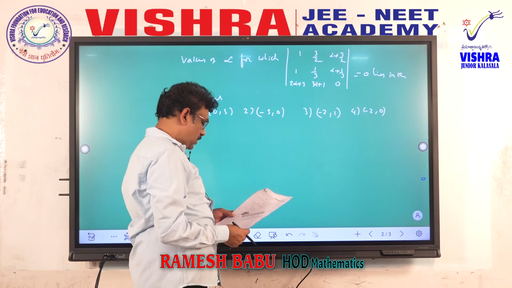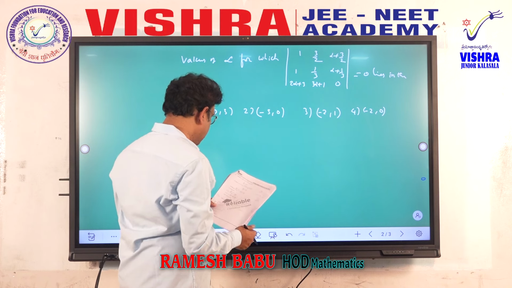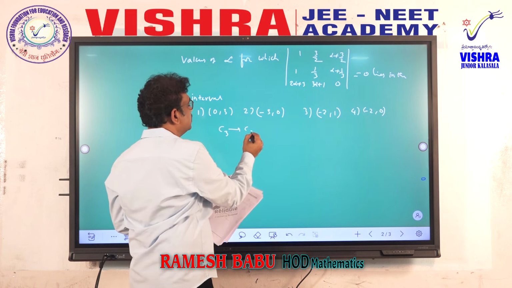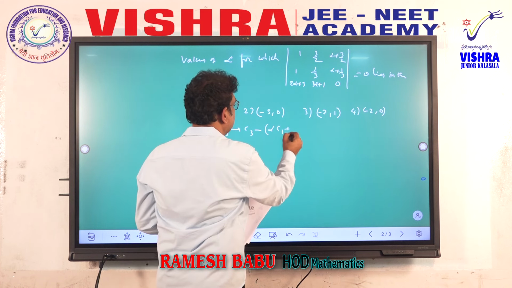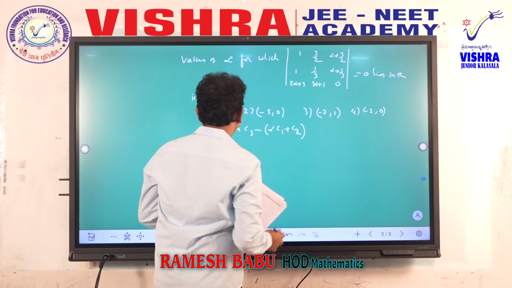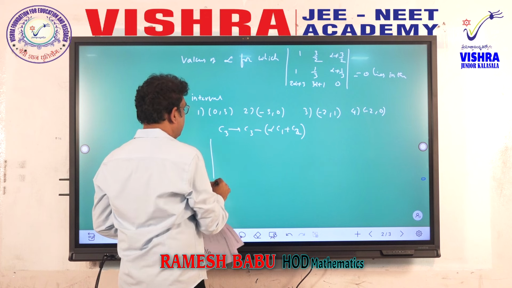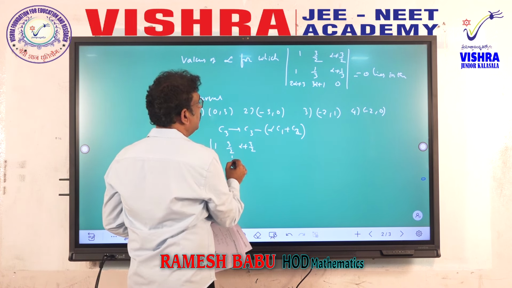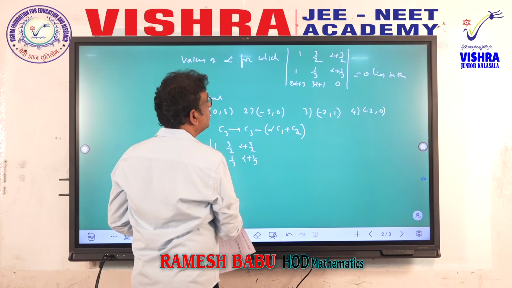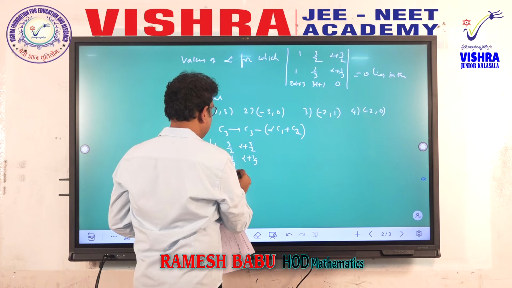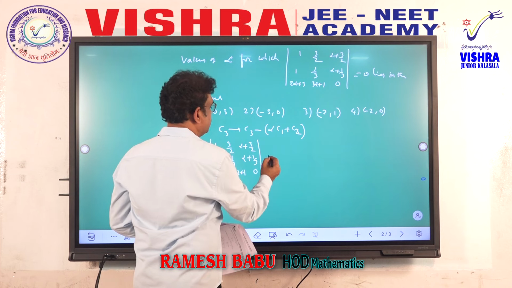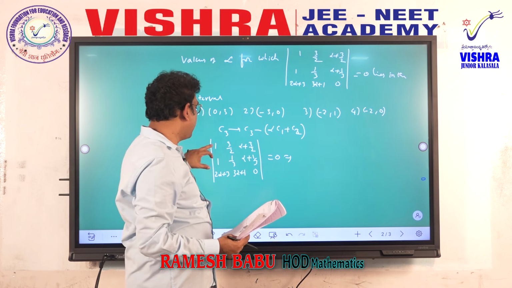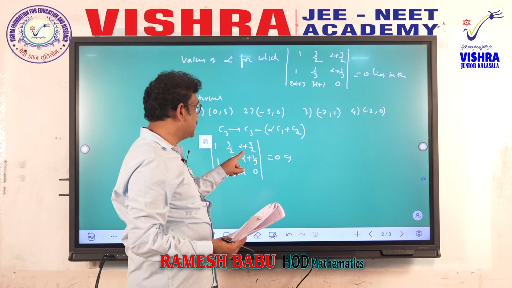Right, so now the operation here is C3 equal to C3 minus alpha into C1 plus C2. That implies the operation is C3 minus alpha into C1 plus C2. So alpha into C1 means 1 into alpha, plus C2 means 3 by 2.